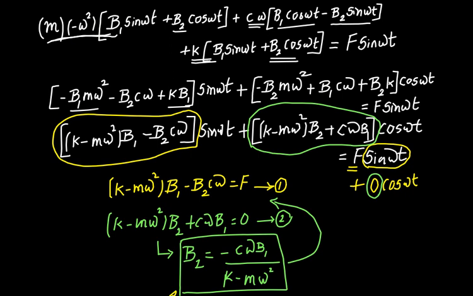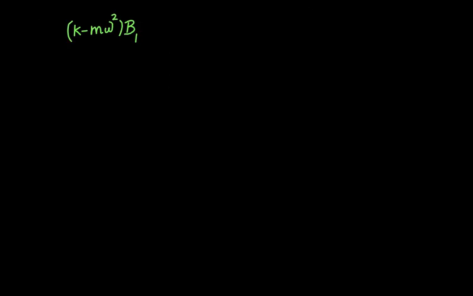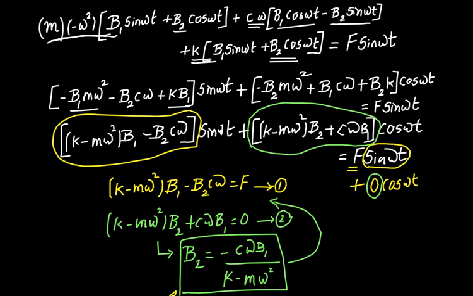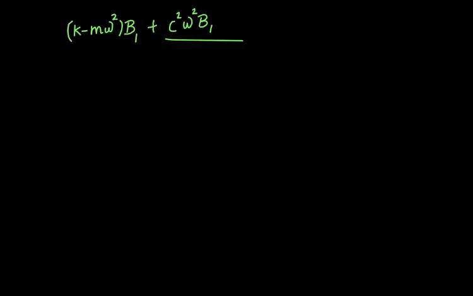The first equation is K minus M into omega square into B1. Am I right? That's right. Minus B2, so minus into minus is plus. So plus B2 is C omega. So that becomes plus C square omega square into B1 divided by K minus M into omega square.